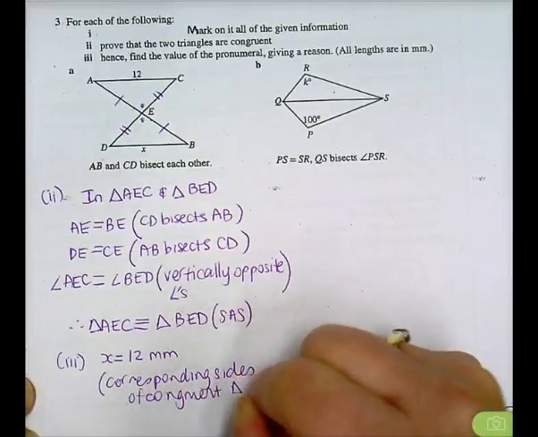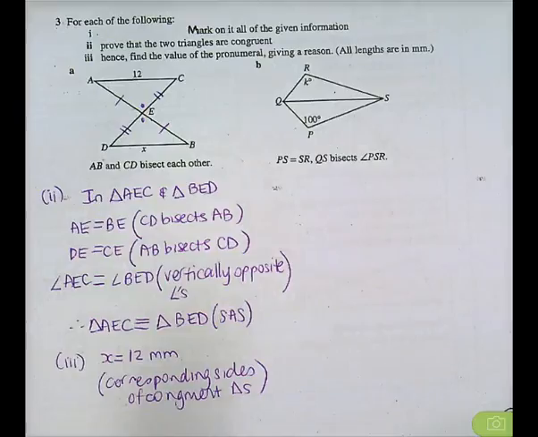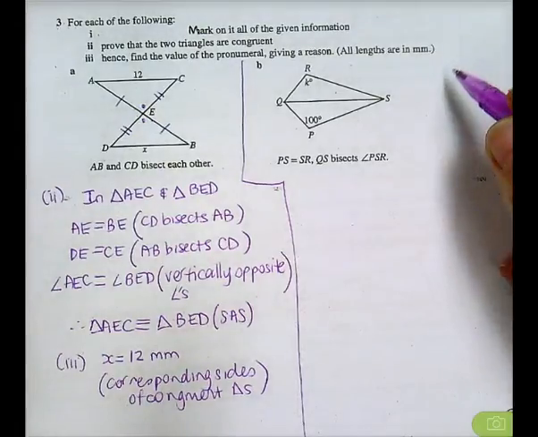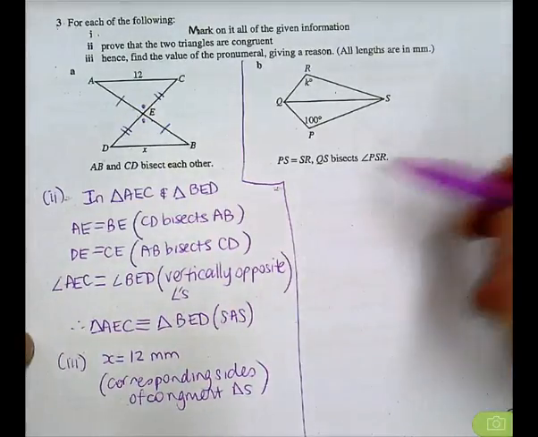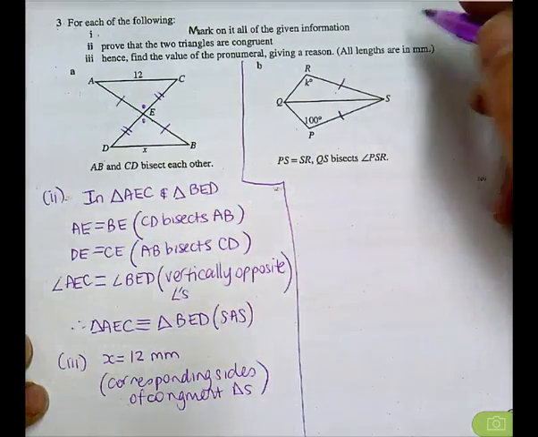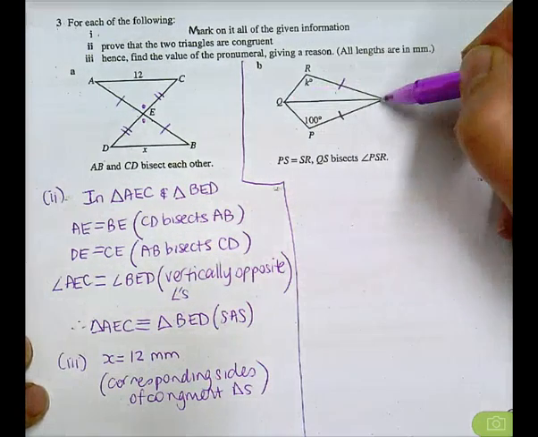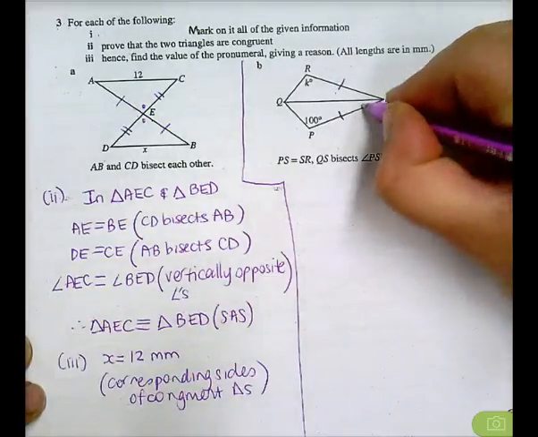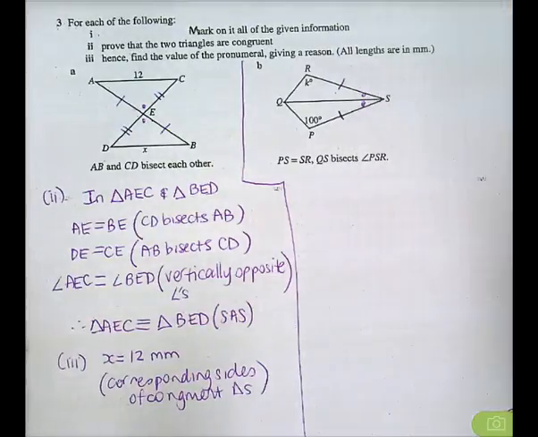Okay, now for the next question. If you can please pause the video and attempt that question as well. Okay, in question B, we have to mark in any given information. Now we're told that PS equals SR, so I'm going to mark that in. And we're also told that QS bisects angle PSR, so we know that that angle there equals this angle there.